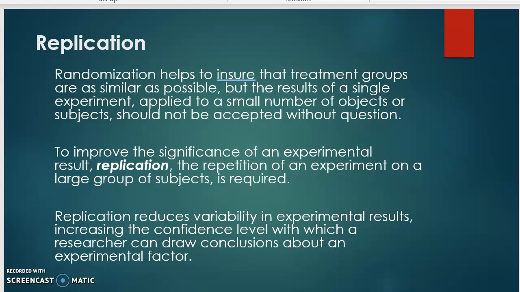Replication reduces variability in the experimental results and increases the confidence level with which a researcher can draw conclusions about an experimental factor. And those are some of the major components of an effective experimental design.